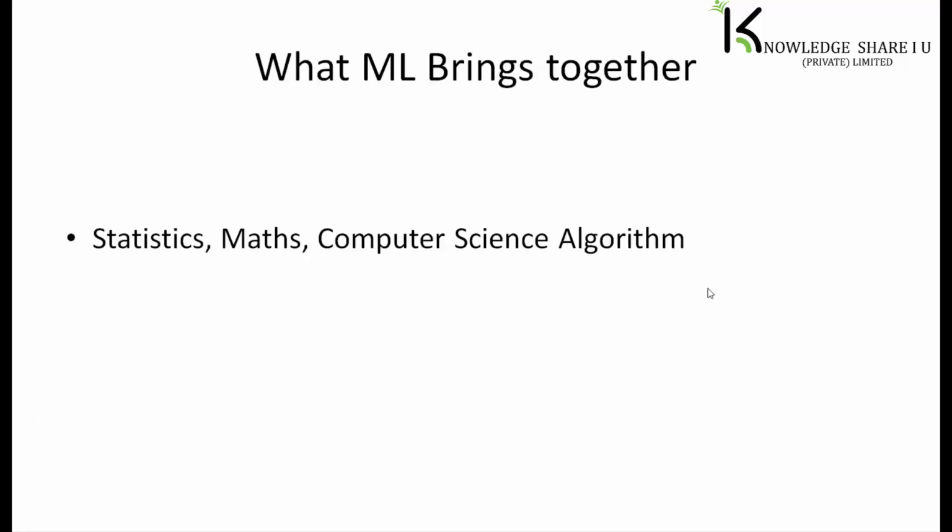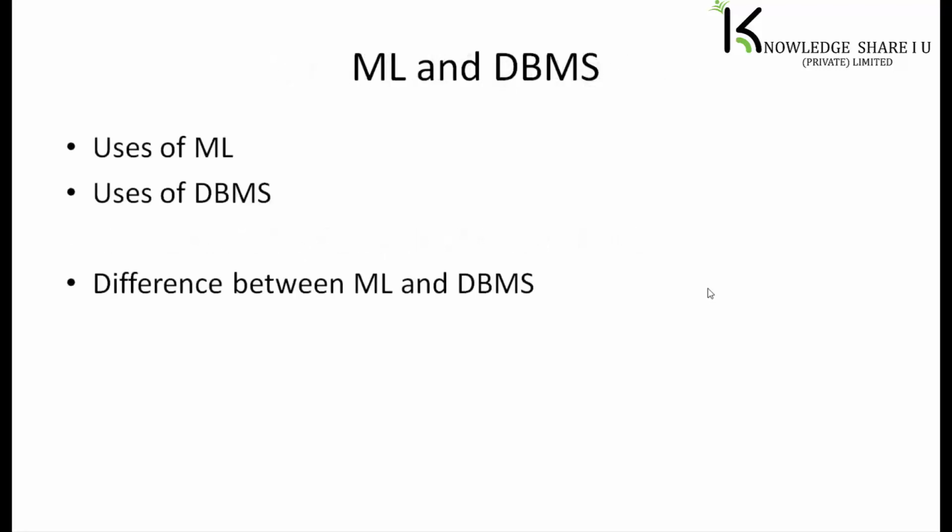So what does ML bring together? Actually ML brings together statistics, mathematics, computer science and computer science algorithms. The next thing is that students will be confused about the difference between ML and DBMS, the database management system. Most beginners in this area don't know the difference. You can search for something using different queries in a database, but you cannot search such things in ML, because you have to apply your model on unknown data to get some prediction.